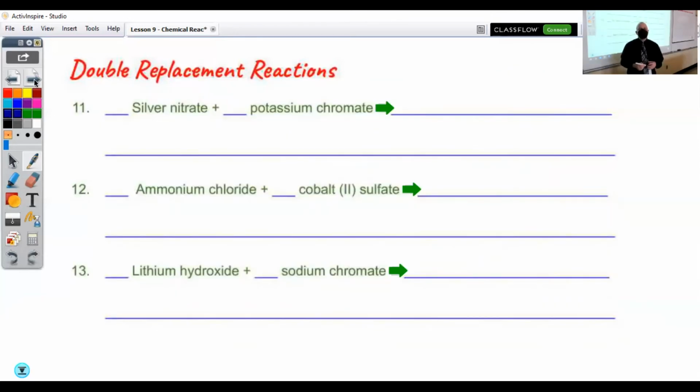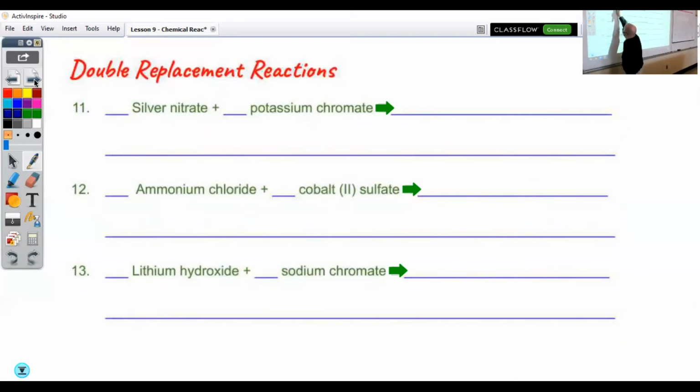Okay, let's take a look at 3 last problems here. We have silver nitrate combining with potassium chromate. When you are starting with equations in word format, one of the things that I would suggest to you is that you convert them into formulas. It's much easier to identify what the products are based on the formulas.